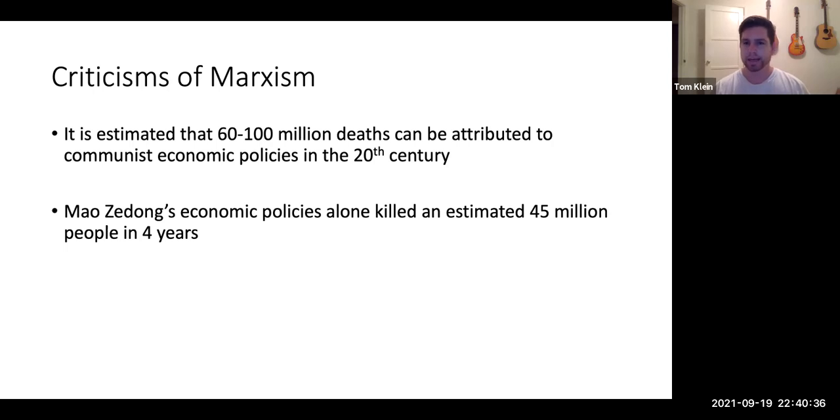And a lot of that can be attributed to Mao Zedong, Chairman Mao of China, whose economic policies are estimated to have killed, I estimate, 45 million. The numbers go from anywhere 30 to 60 million people in 4 years. Right, his Great Leap Forward, which we'll talk about when we talk about China later this semester, basically destroyed their economy, right? And people were starving all over the country.